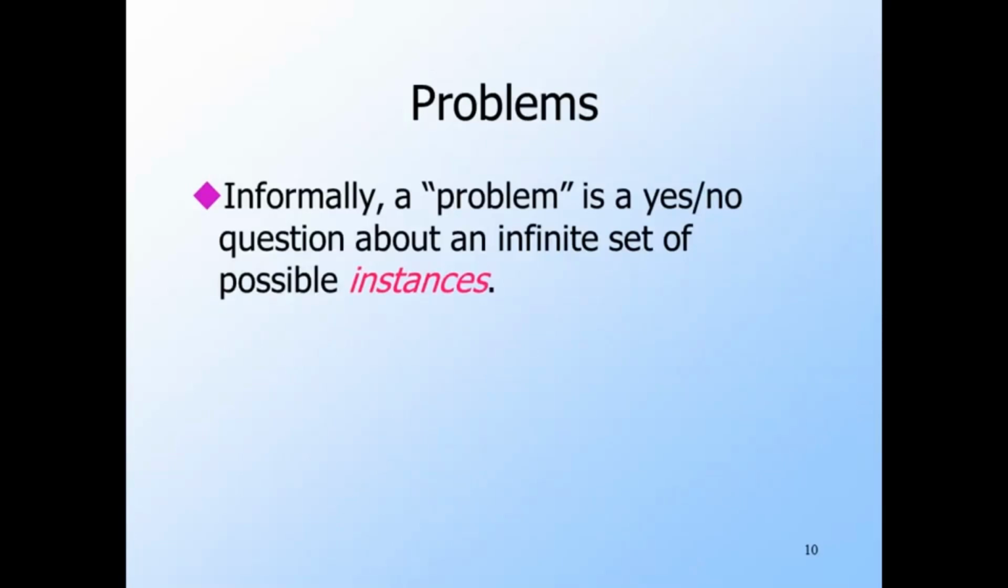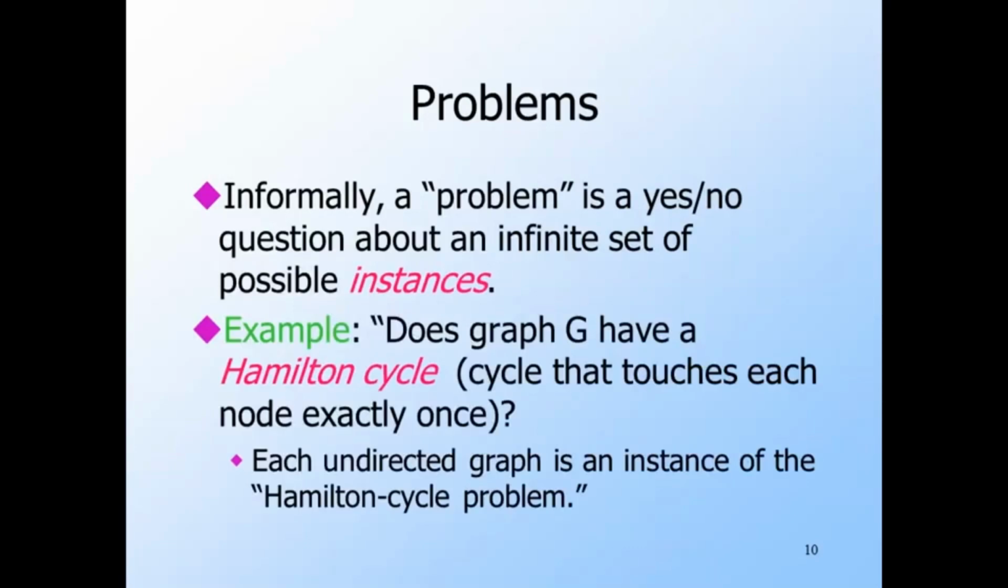Let us introduce the formal concept of a problem. Informally, a problem is a yes-no question about an infinite number of possible instances of the problem. Here's an example of a problem that is actually quite famous, and we'll see why soon. The instances of the Hamilton cycle problem are undirected graphs. There are an infinite number of graphs, of course. The answer to the question implied by the Hamilton cycle problem is yes, if there is a Hamilton cycle in the graph, that is a cycle that passes through each node exactly once.